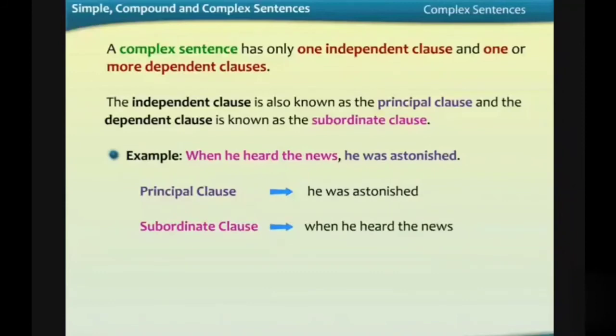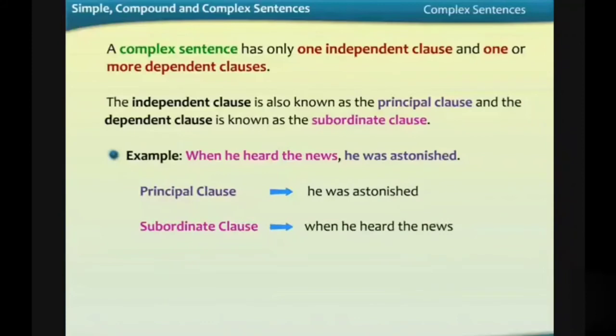So what is a complex sentence? A complex sentence will have one independent clause, one main clause, and one or more dependent clauses, or subordinating clauses. The independent clause is also known as the principal clause or main clause, and the dependent clause is known as the subordinate clause.